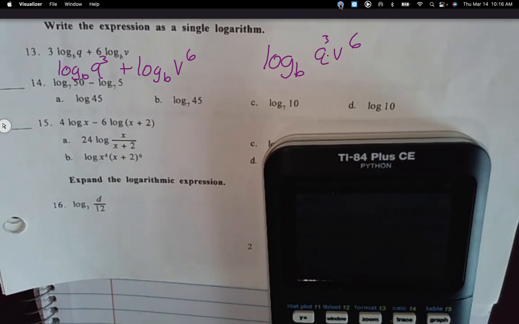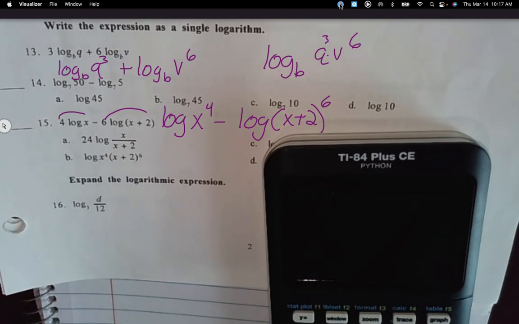All right, so number 15, what do I do with those numbers out front again? Put them as an exponent. So I'm going to have log x to the 4th, see, that went right there, minus log x plus 2 to the, that goes up there, 6. Now I'm almost done. I need to combine them to one log. So what do I do when there's subtraction? I divide. So I'm going to write log x to the 4th over x plus 2 to the 6th. And is that an answer choice? I'm thinking it's not. None of these. Yeah, so it's none of those.